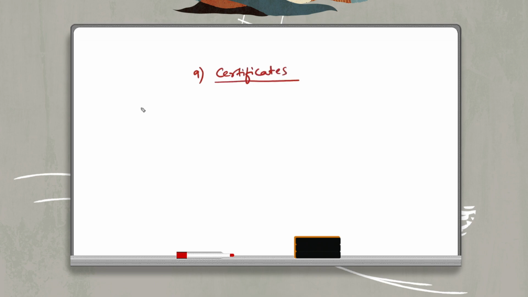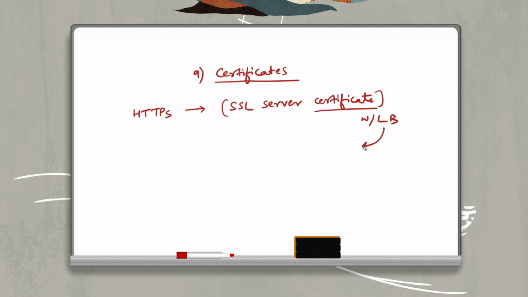Now the ninth concept is with respect to certificates. So while creating a listener, if you are using HTTPS, then you need to associate an SSL server certificate with the load balancer. And using this certificate, the load balancer is going to terminate the connection and decrypt the request.